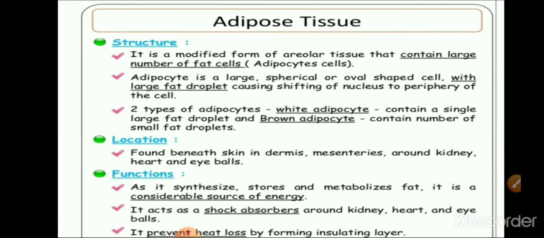Next we have adipose tissue. The adipose tissue is a modified form of areolar tissue that stores fat. It is present again beneath the skin in the dermis layer, and it synthesizes and stores the fat and metabolizes it, and it is considerably a source of energy. In certain organisms like the polar bear, it acts as a shock absorbent around the kidney and heart, and in us also. It prevents heat loss by forming an insulating layer. It acts as an insulation material.